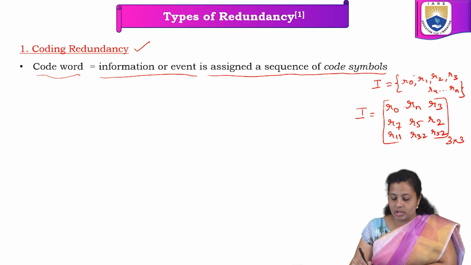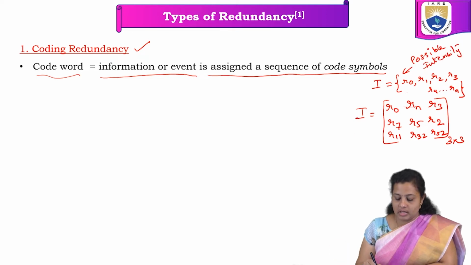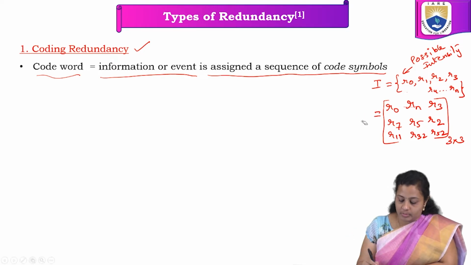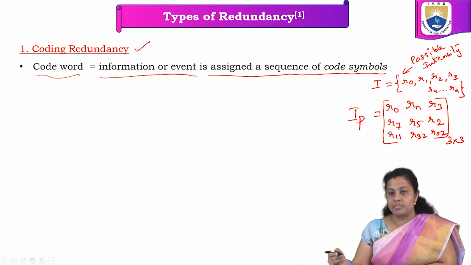This is the set of possible intensity values, and this is the image. Let me call it IP instead of I so that we don't get confused. So this is the image IP, of size 3 cross 3, and it has R0, Rn, R3, R7, R5, R2, R11, R32, R52.